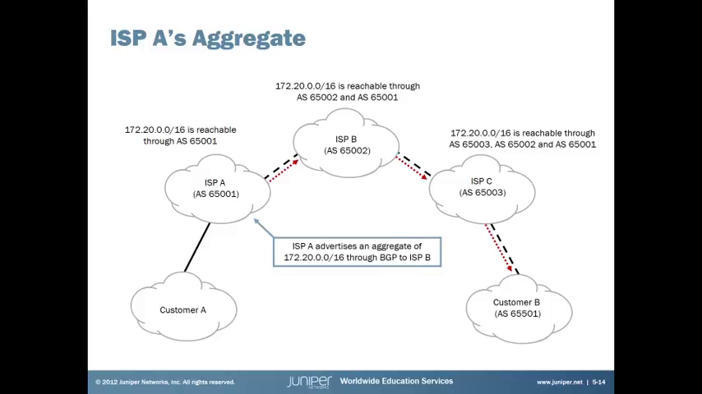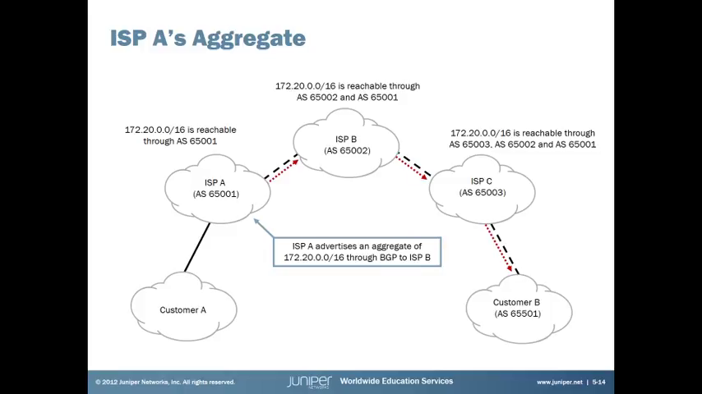ISP B will then re-advertise that route, and it will say it's reachable through AS65002 and AS65001. So ISP B adds its autonomous system number into the path information on the route. So this is path information. And then ISP C will again add its autonomous system number into the path information on the route. So customer B will receive that route from ISP C.